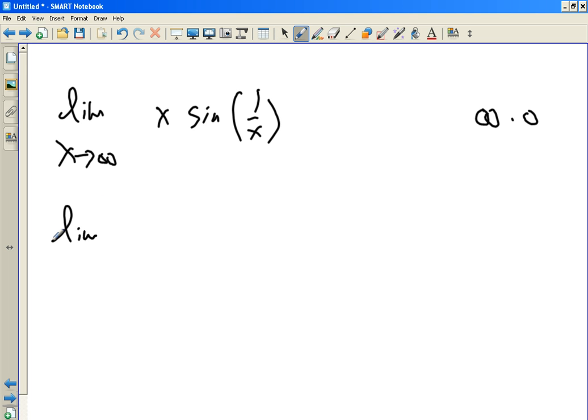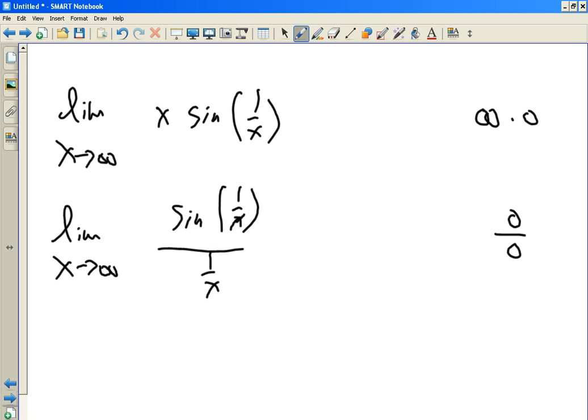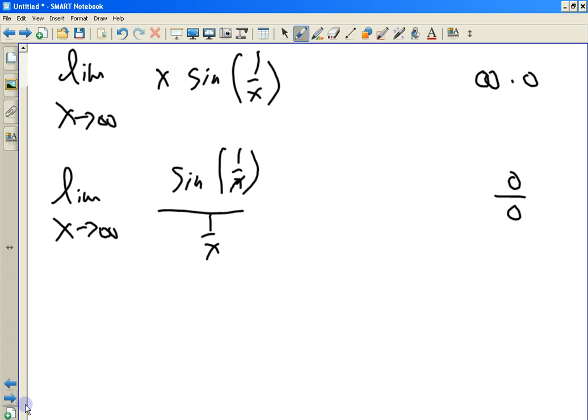Look, this is the limit as x approaches infinity of sine 1 over x in the numerator over 1 over x in the denominator. Because how do you divide by this? You multiply by x. It's the same thing, right? But now what happens? As x gets ginormous, 1 over x goes to 0, sine of 0 is 0, and 1 over x goes to 0. So this is 0 over 0 now. That's the trick. So if it's not 0 over 0 or infinity over infinity, make it so, and then apply L'Hopital's rule.